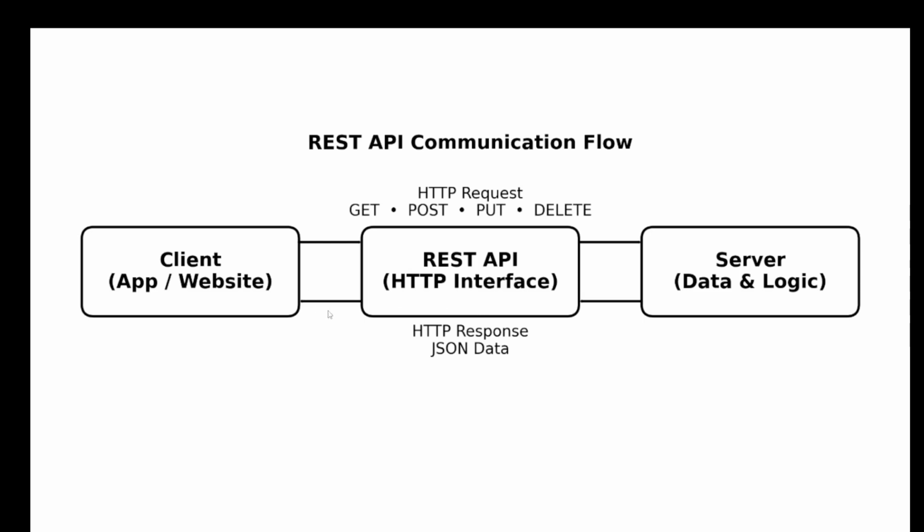So, based on this image, a REST API is an API that follows clear rules, uses HTTP methods, and exchanges data in a JSON format. So, a REST API is a standard way for clients and servers to communicate over HTTP.